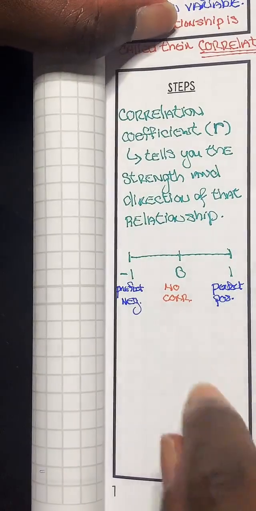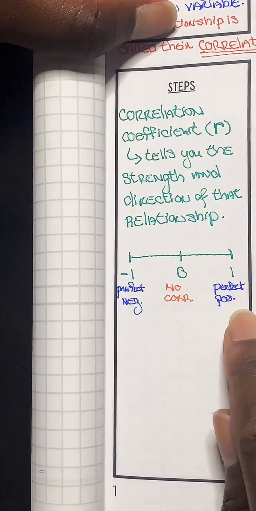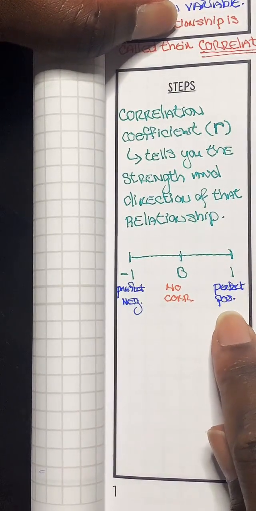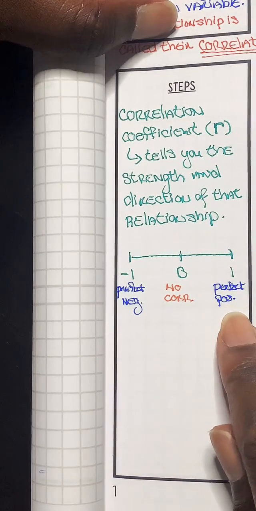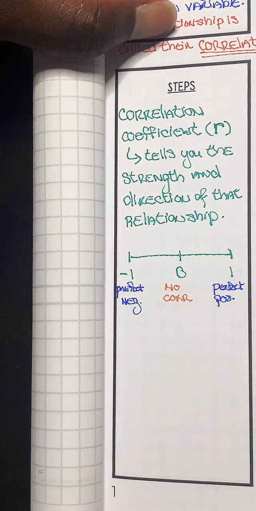Here we go. So then we have our perfect positive. Perfect positive, again, as my x's are increasing, my y's are also increasing.